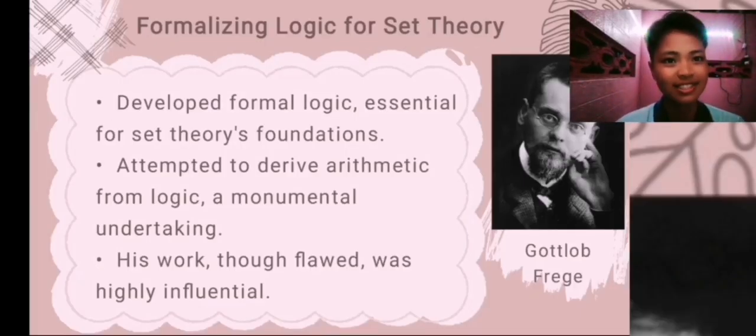Formalizing Logic for Set Theory by Gottlob Frege. Frege developed formal logic essential for set theories. He attempted to derive arithmetic from logic, a monumental undertaking. His work, though flawed, was highly influential. He developed a formal logic which is essential for understanding set theory. He tried to build all of arithmetic from logic, an ambitious goal.